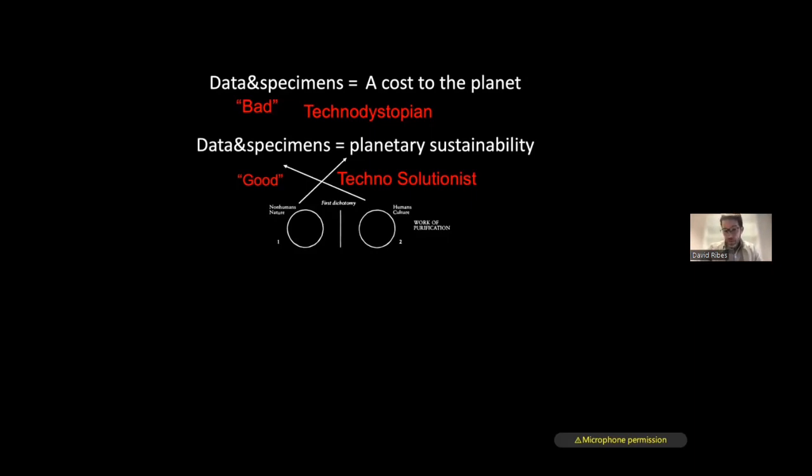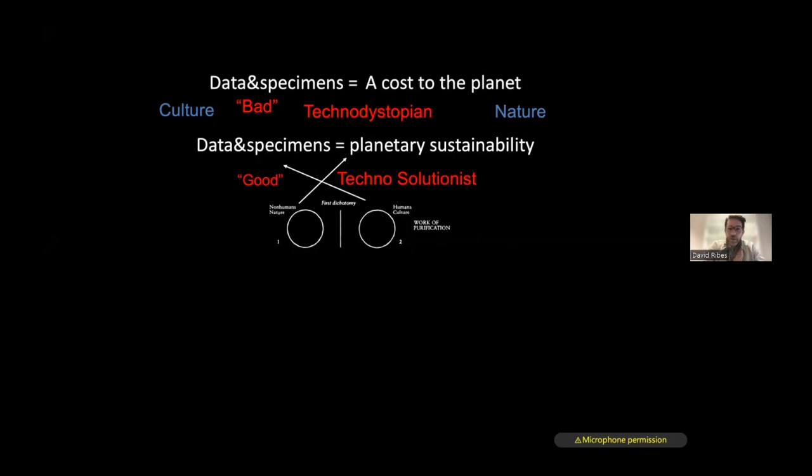But really, just to draw it out for you, note that on these sides of the equation, what you're seeing in both cases is nature. A cost to the planet or planetary sustainability is placed over there. And then data and specimens are considered, whether they're bad or good, a kind of human thing. They're both a thing that we're up to in the world. They're both an object of culture. And so both of these models actually share that in common.